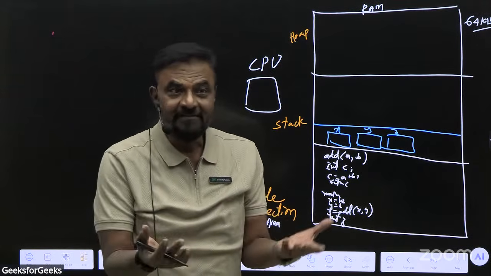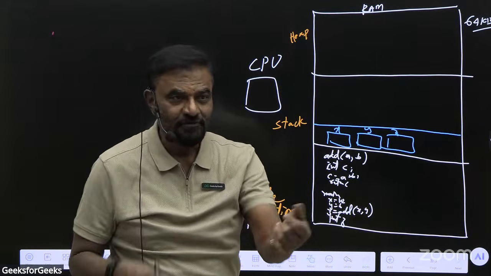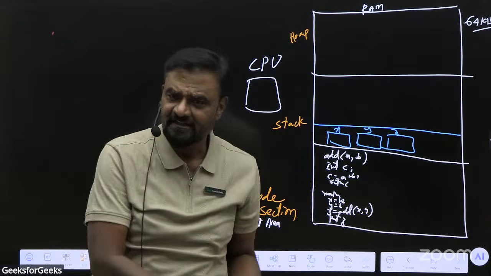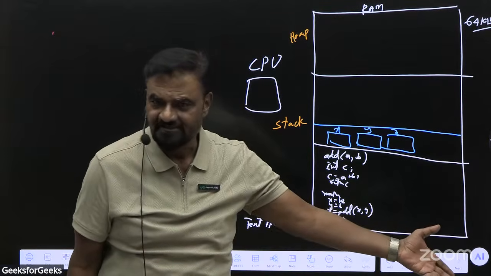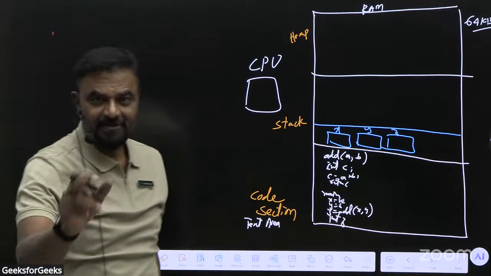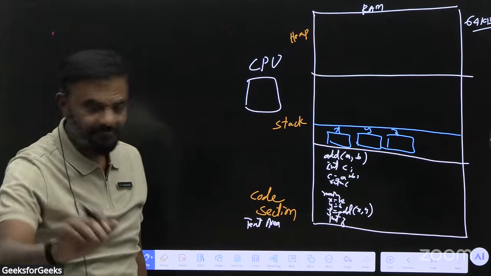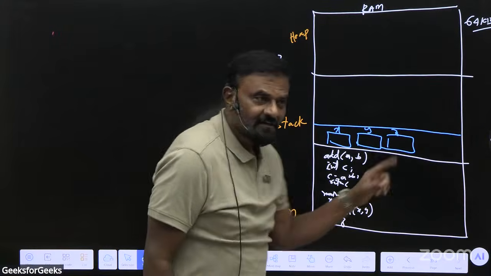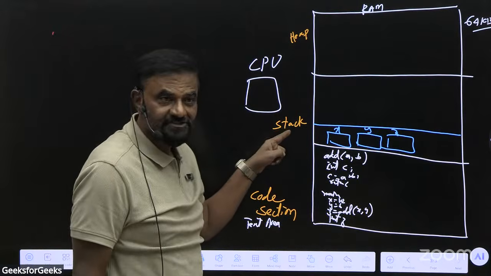But what is the name? What is the size? How much memory can they store? What will be the initial value? This is all decided at compile time initially. It's not dynamic, it's static. But the memory allocation is dynamic, at runtime. So this is done inside which section?